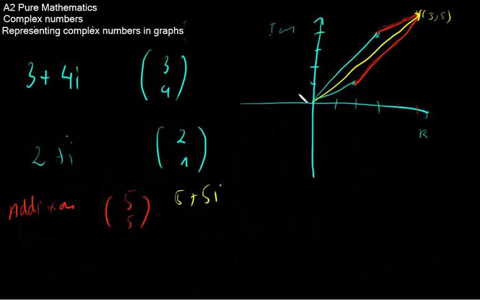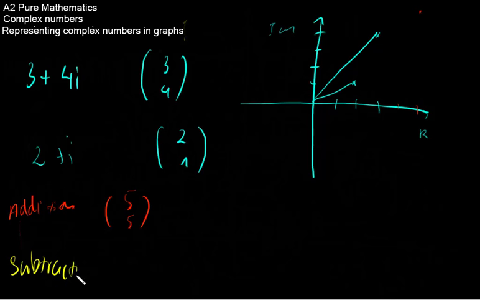Now let's go to subtraction. Let me just delete all the things I've written. Let's go to subtraction. So 3 minus 2 gets us 1, and 4 minus 1 gets us 3. The complex number is 1 plus 3i.